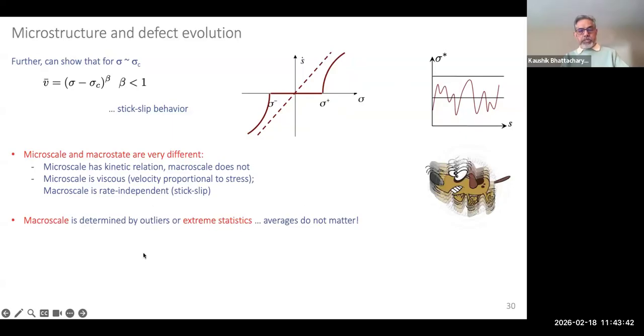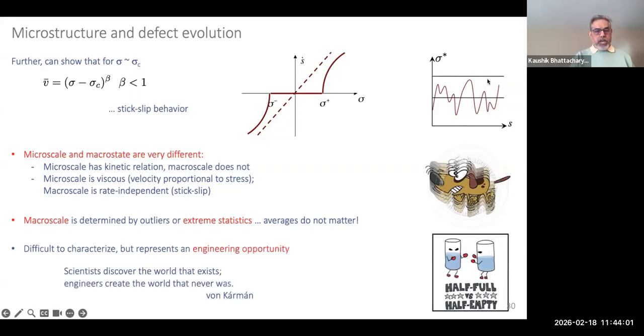That's what I meant. So the extreme statistics, averages don't matter. It's really the extreme statistics. So it's the tail wagging the dog, right? I mean, it's the end that matters. And you can think of this as a real opportunity. So that's why these are very hard to characterize, because extreme statistics are hard to characterize.